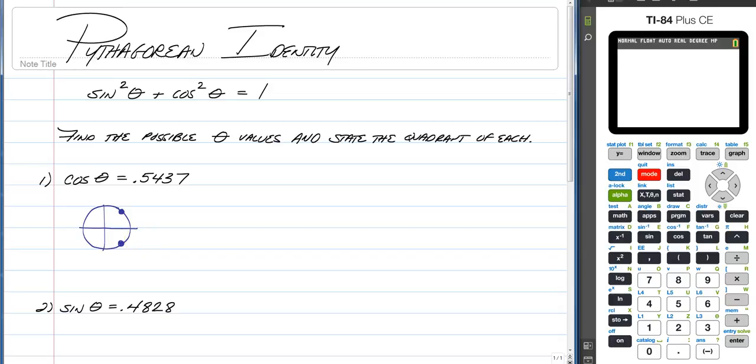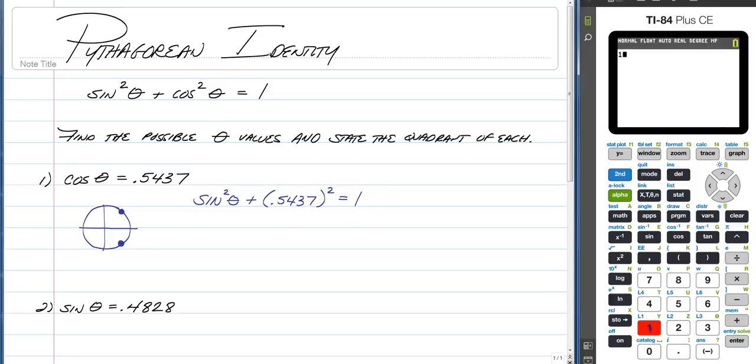Now we're just going to use the Pythagorean identity. So we are given cosine, so we have sine squared theta plus our given cosine, which is 0.5437 squared, is equal to 1. Now we're going to have a whole bunch of fancy decimals here. So this is where the calculator comes into play, and you could type this in the calculator and get a decimal and then subtract that from 1, or we can do it a much easier way. We can just understand the fact that we're about to subtract whatever this value is from 1.